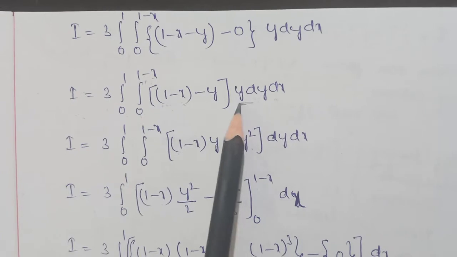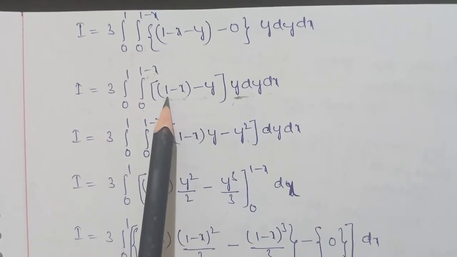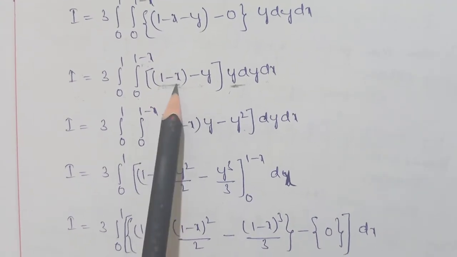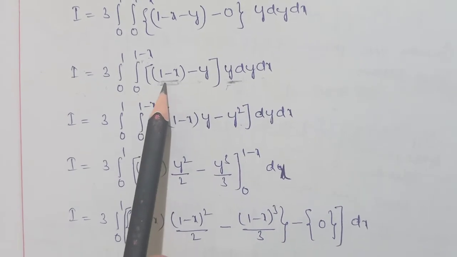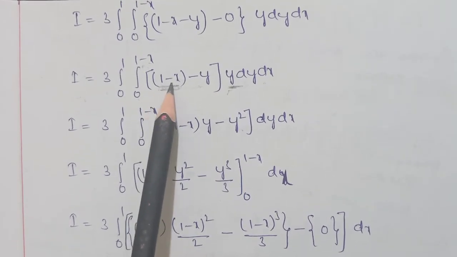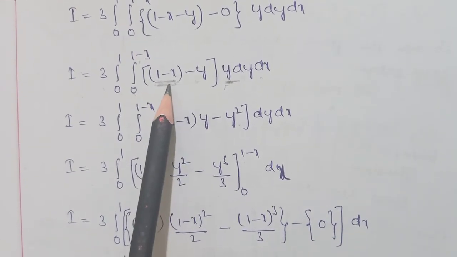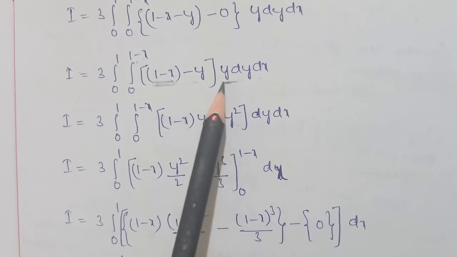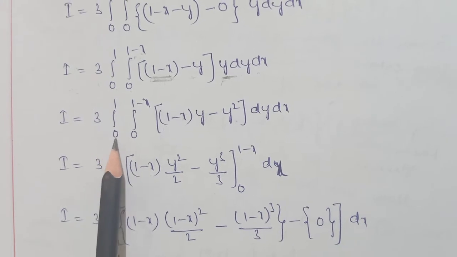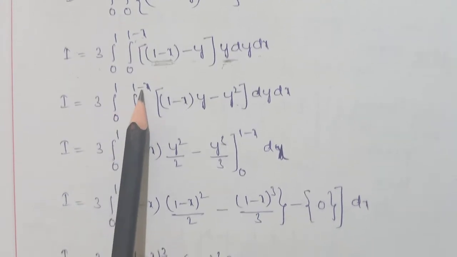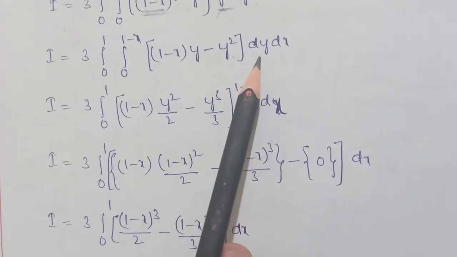Now you have to integrate with respect to y. If you observe, in this equation you are having 1 minus x. Here y is not present, so when you are integrating with respect to y, this term becomes constant. For that, we have taken these two values as one value, keeping them in brackets, so that you can easily integrate with respect to y. Now you multiply this by y, you will be getting 3 integral 0 to 1, 0 to 1 minus x, integral (1 minus x) y minus y square dy dx.